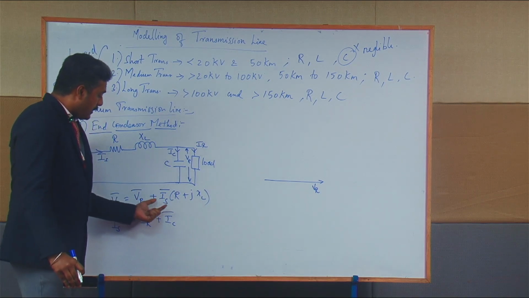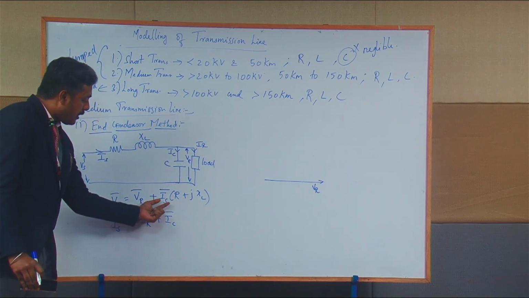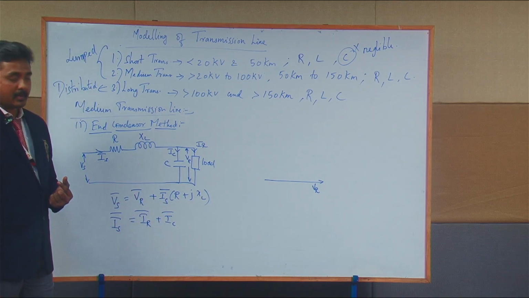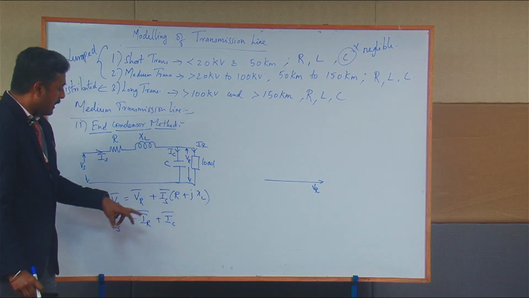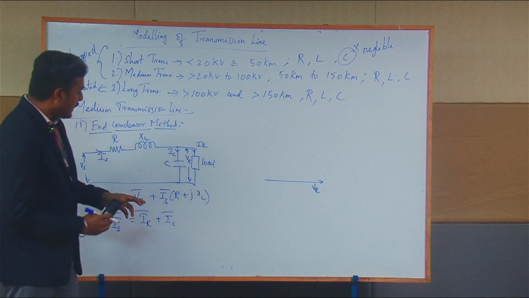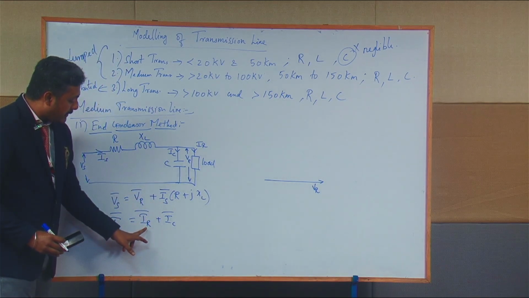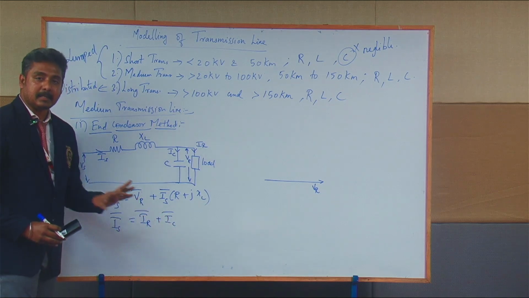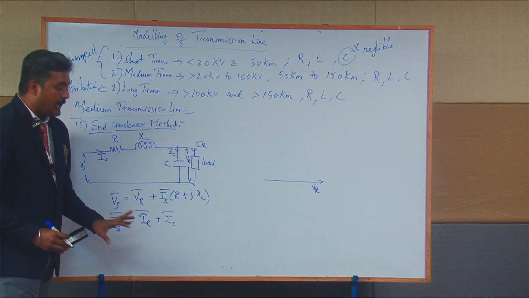So we have to draw the Is vector. To draw the Is vector, you need to find the values of the IR vector and the IC vector. How to draw the IR vector?